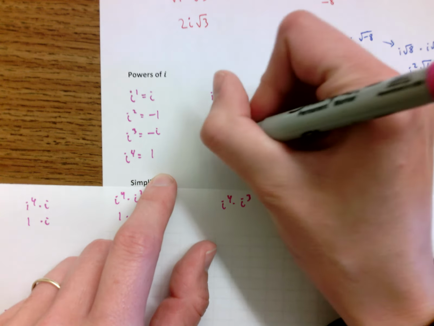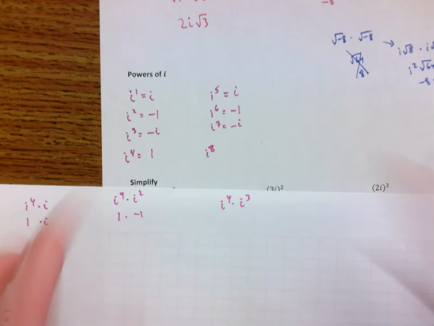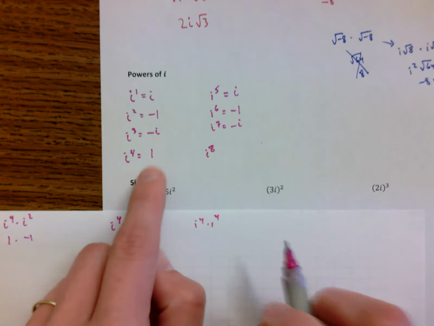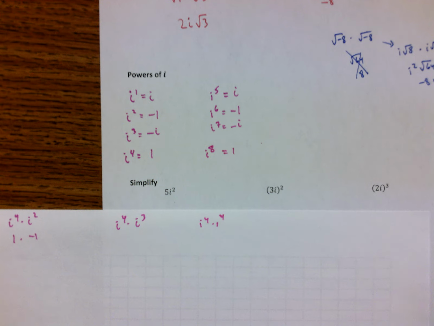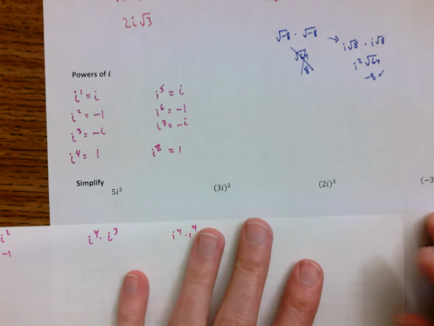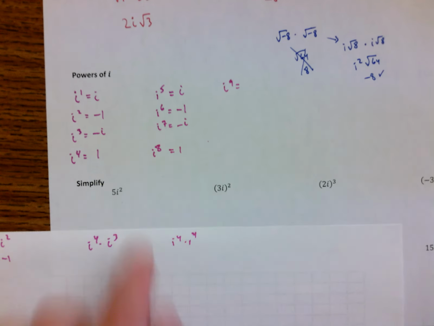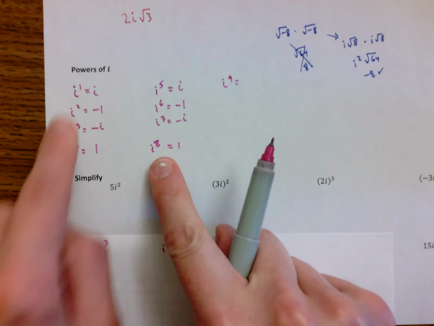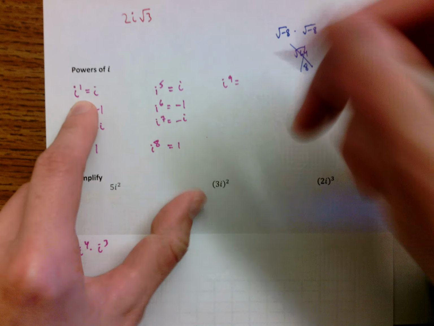Okay, and then I to the eighth. Well, that's the same as I to the fourth times I to the fourth, which is 1 times 1, which is 1. You starting to notice something yet? Starting a new column. That's important. Make sure you start a new column. I to the ninth. If I know I to the eighth is 1, I'm going to use that to my advantage. If I do I to the eighth times I to the first, that'll get me I to the ninth. 1 times I is I.